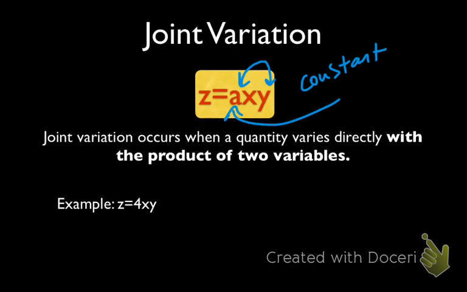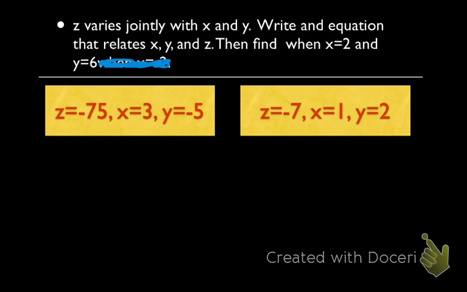When we had direct variation, it was just y equals ax. We had one variable that was varying, or changing. Now we have x and y. It varies directly with the product of two variables. A very simple example is z equals 4xy. Okay, that's an example. Notice the constant in that one is 4. Z varies jointly with x and y.